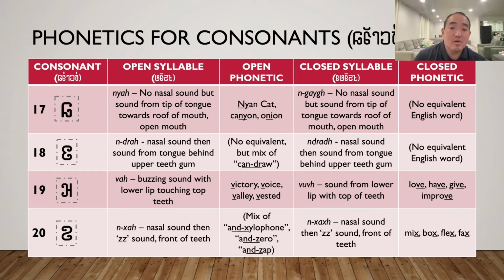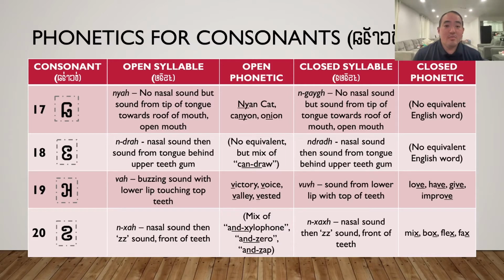Now for the closed syllable, it's pronounced nya, nyang, right? So again, there's no nasal sound, but it should come from the tip of your tongue towards the roof of your mouth, and it's an open mouth. And there's really no equivalent English word for this, so just bear with me on this. Just try to remember how it's pronounced and how it sounds. Nya, nyag, nya, nyag. And that's how you pronounce that consonant.